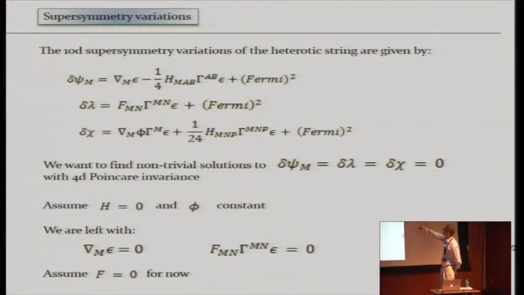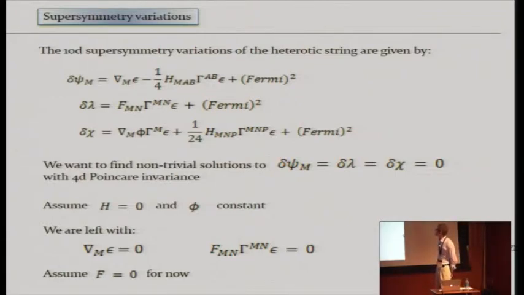Epsilon here is a 10-dimensional Majorana-Weil spinor, which parameterizes the 10-dimensional N=1 supersymmetry transformation. And of course, these are the transformations for the fermions. There are also transformations for the bosons of the form variation of bosons proportional to a fermion. Now, I do want to preserve some symmetry, so we want to have at least N=1 supersymmetry and Poincare invariance in 4 dimensions.